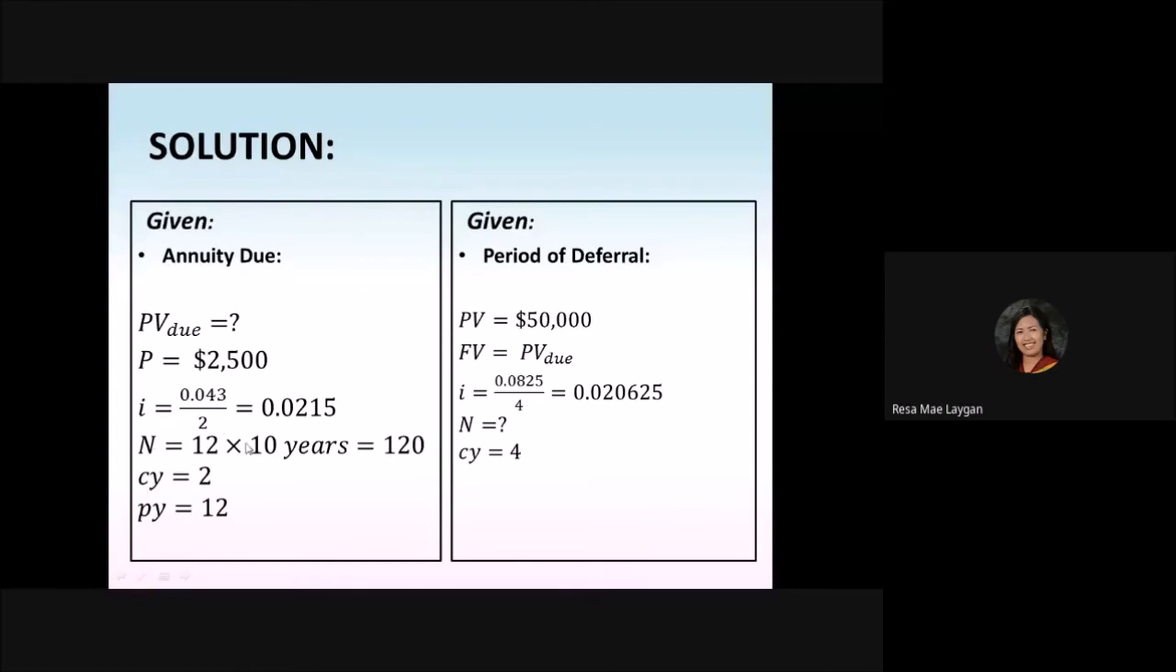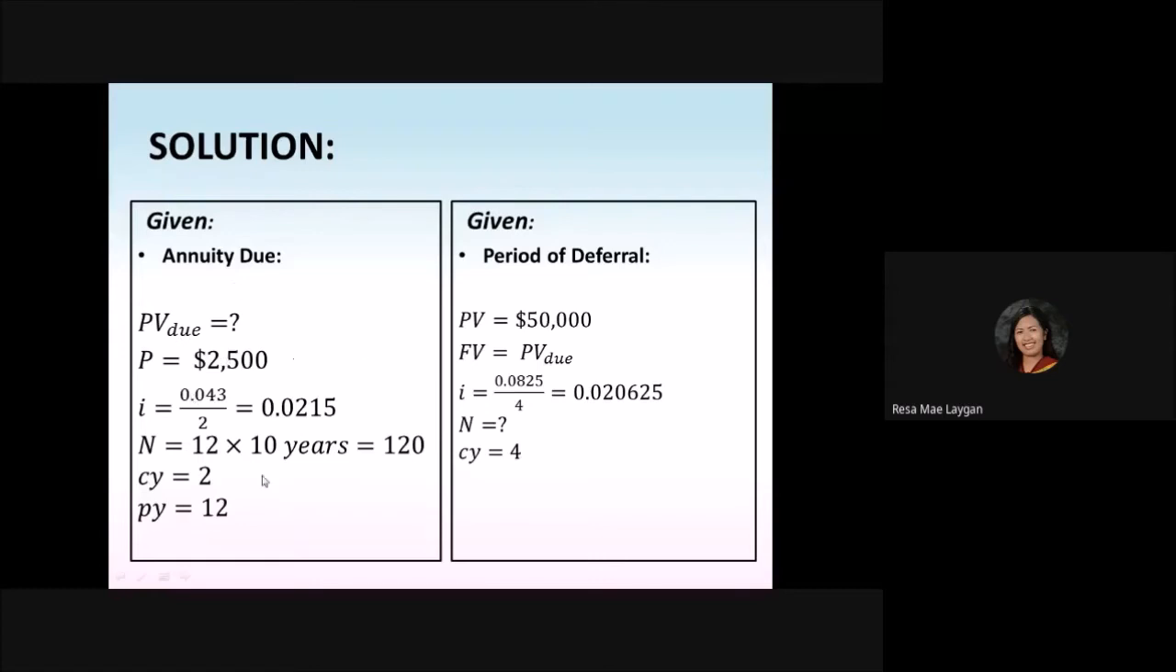And the number of payments over the years, so take note that your number of payments in 1 year, or PY, is 12. And there are 10 years during this payment period. So 12 times 10 years is equivalent to 120. And your compounding number in 1 year is 2 because it is compounded semi-annually. So this is the given. However, during the period of deferral here, the present value is given, which is $50,000. But you have to determine first the future value, which depends on this.